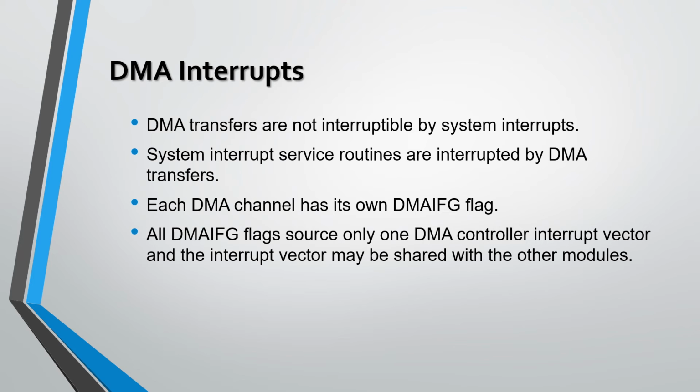Next, DMA interrupts. The DMA transfers are not interruptible by system interrupts. The system interrupt service routines are interrupted by DMA transfers. Each DMA channel has its own DMA interrupt flags. All DMA interrupt flags share only one DMA control interrupt vector, and the interrupt vector may be shared with other modules. Software must check the DMA interrupt flag and the other flags to determine the source of the interrupt. The DMA interrupt flags are not reset automatically, they must be reset by software.